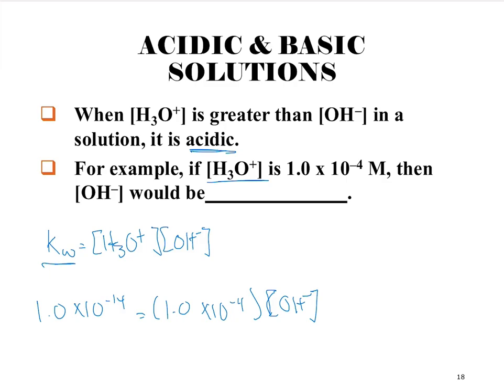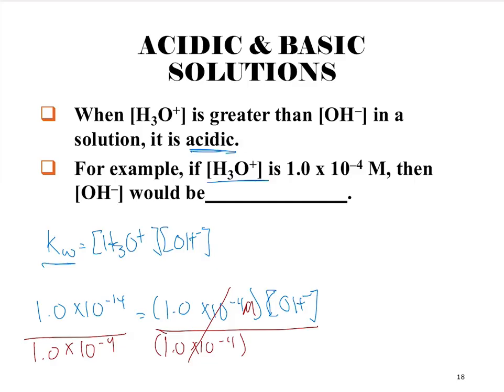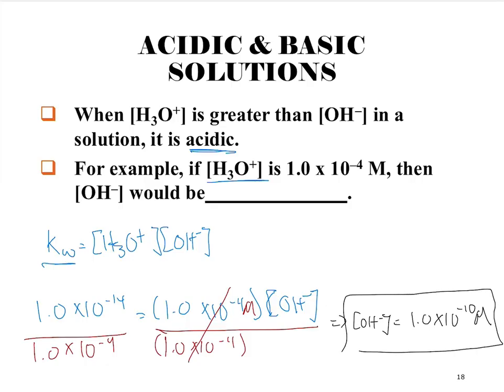So you can always solve for the concentration of one if you're given the concentration of the other. Which means that if you were to divide both sides by 1.0 times 10 to the minus 4 molarity, this cancels out there. This will give us that OH minus is equal to 1.0 times 10 to the minus 10 molarity. Again, the equilibrium constant doesn't have units, but we know it has to be in units of molarity because we're talking about a concentration of OH minus. All right, so this would be 1.0 times 10 to the minus 10 molarity.